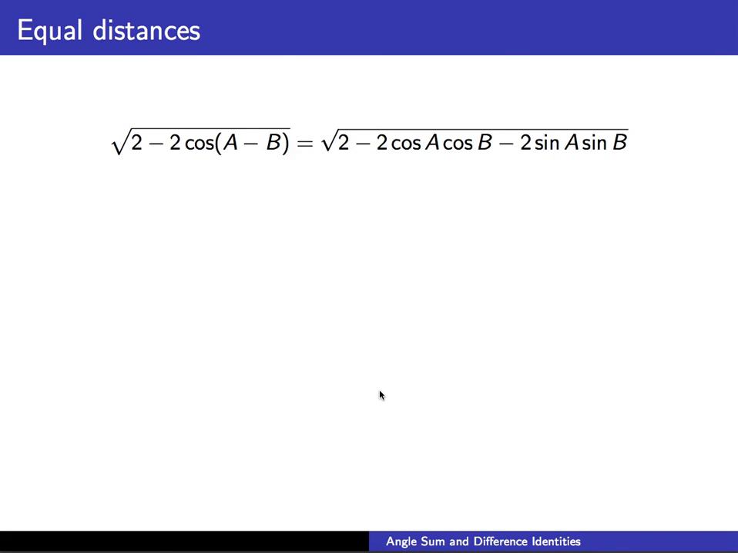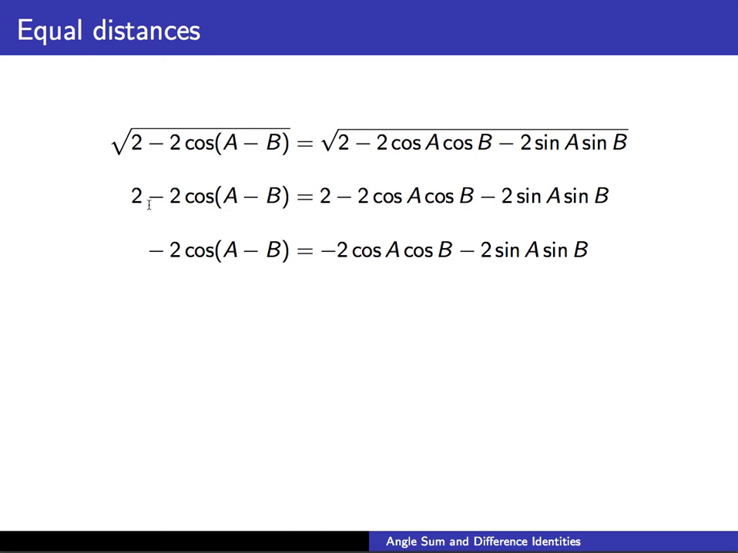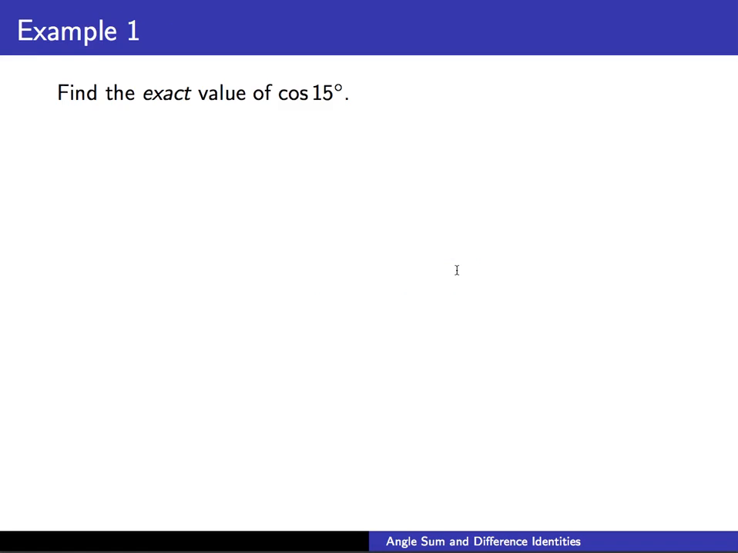So setting them equal to each other, we can square both sides to get rid of our square roots. Notice we have a 2 here and here, so we can subtract the 2s. And now we have negative 2 cosine of A minus B equals this nice expression over here. To get cosine of A minus B by itself, just divide everything on both sides by negative 2. And we have cosine of A minus B equals cosine of A times the cosine of B plus sine of A times the sine of B. So don't forget dividing by a negative.